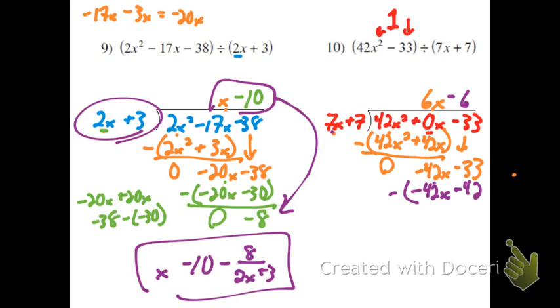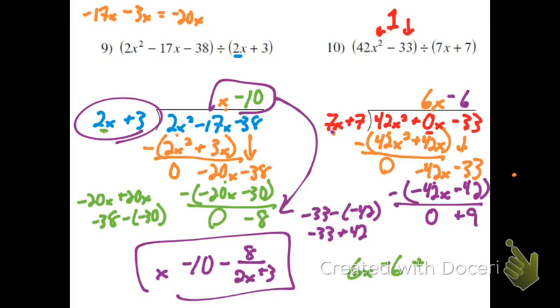We're going to subtract. Very careful here. That's where I get my 0. And then if we have negative 33 minus negative 42, that'd be negative 33 plus 42, which is going to be a positive 9, which means here is my quotient, my solution to this division problem. It's going to be 6x minus 6 plus 9 over 7x plus 7 on the bottom. So that takes care of that third problem there.